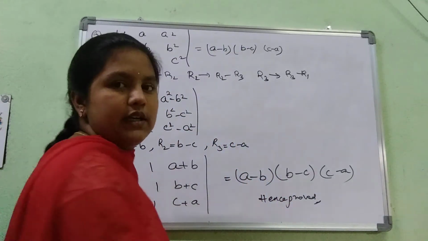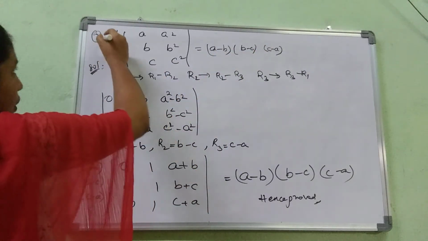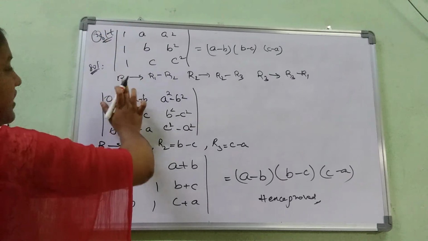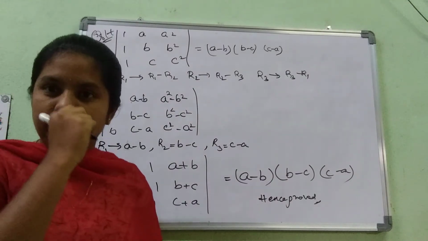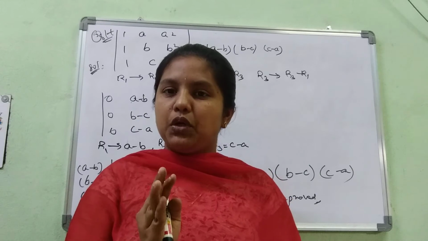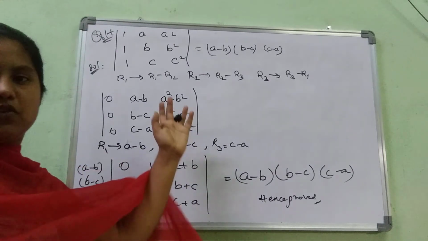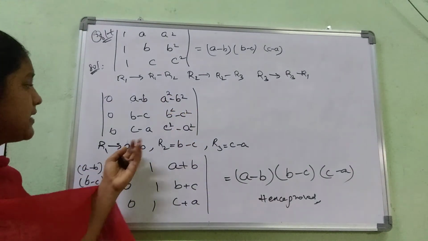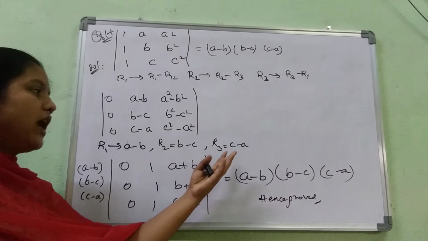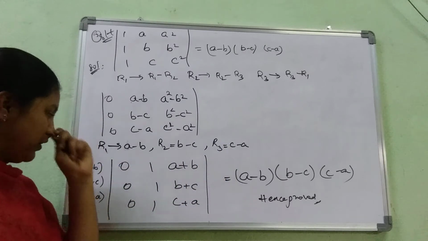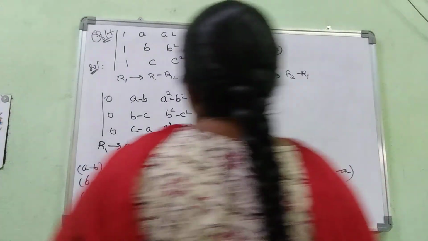Okay, is it clear? Once again I am explaining. As I taken this matrix, we need to prove this. So in the first step itself I have done 3 row operations. It's nothing but row 1 implies row 1 minus row 2, R2 implies R2 minus R3, R3 implies R3 minus R1. Therefore the resultant matrix is this. Okay, so as I got this, from row 1 I have taken A minus B out, from row 2 I have taken B minus C out, and from row 3 I have taken C minus A out. Therefore the resultant matrix is this, and I have proved it. Okay, so we can go to the next question.